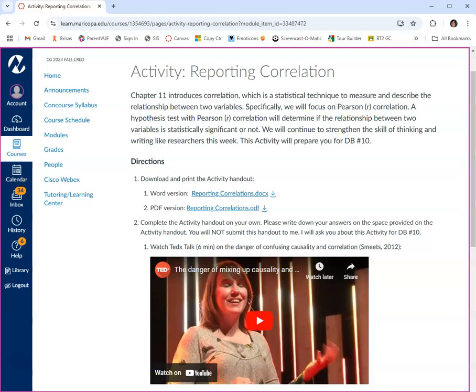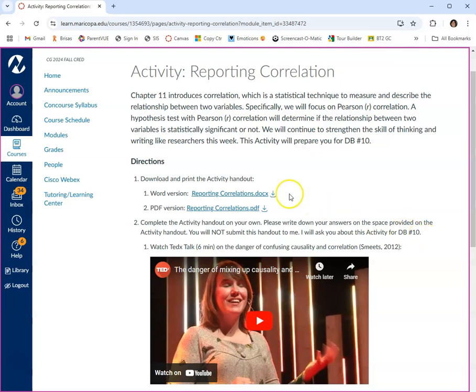This week's activity is on reporting correlation. We will continue to strengthen the skill of thinking and writing like researchers this week. This activity will give you an opportunity to practice writing summary and interpretation statements for a two-tailed hypothesis test with Pearson correlation. Each student will be assigned one sample research study to work on and share their statements with the class in discussion board number 10.